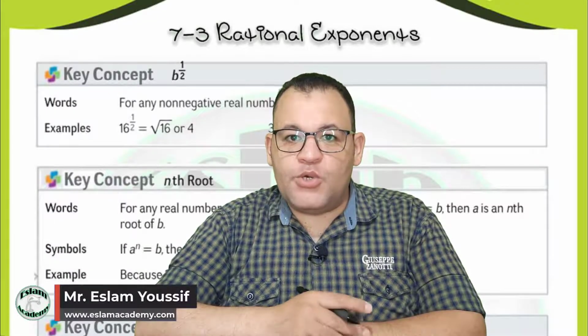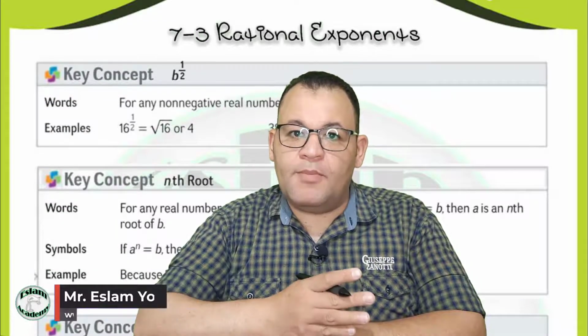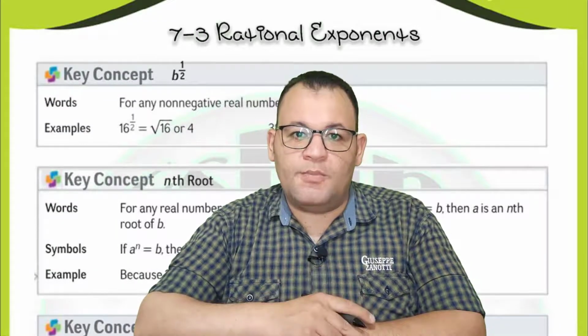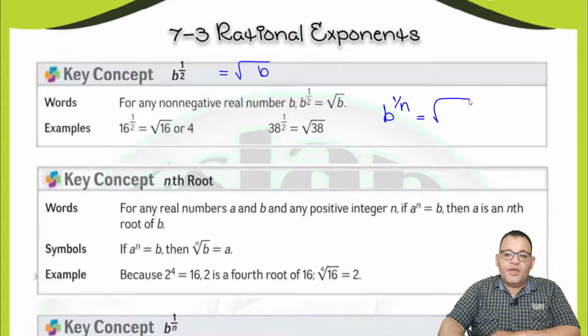Our lesson today is about rational exponents. In this lesson we will learn how we can convert between the rational power and the root, and from root to the rational power. The first rule that we have: if we have b to the power 1 over 2, it will be equal to the square root of b. If we have b to the power 1 over n, the answer now will be the nth root of b, and that is the first formula.